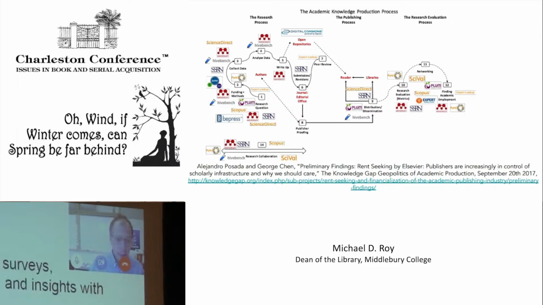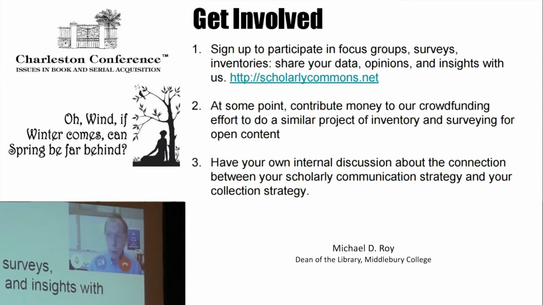If you can go to the next slide. If you want to learn more or get involved, there are three specific things you could do or consider doing. One is we have a mailing list on our website, which is scholarlycommons.net, and you can sign up for the mailing list. As we start launching the census and these surveys, you will be able to participate in that. A second activity that we will launch shortly is a crowd-funded development of a tool for funding a similar inventory and census for open content.